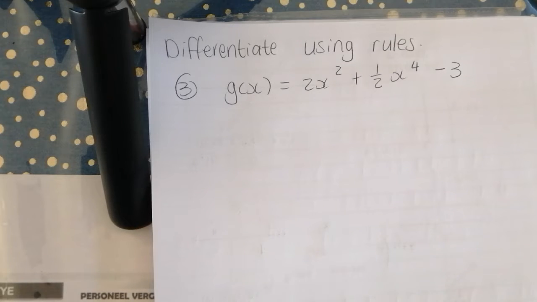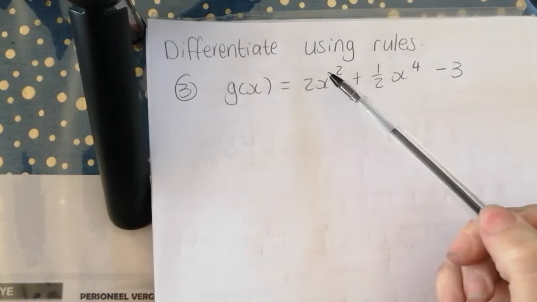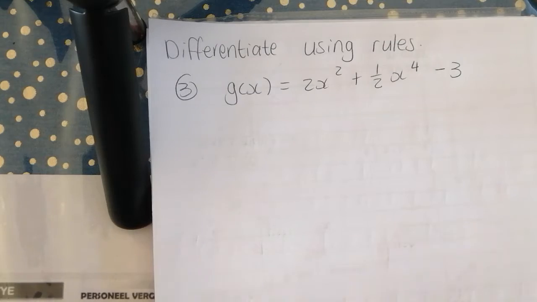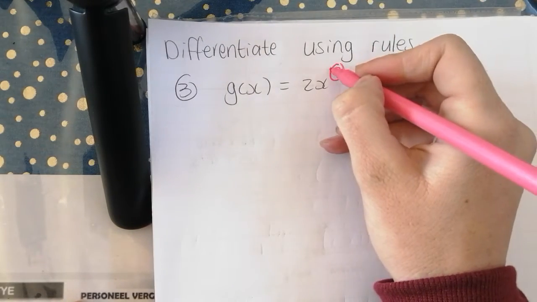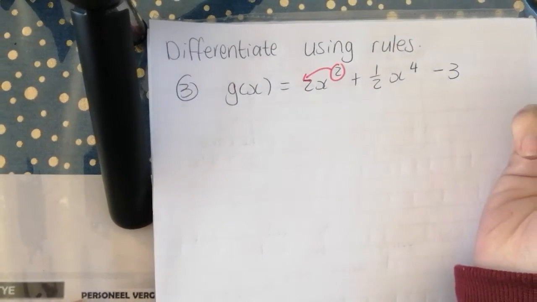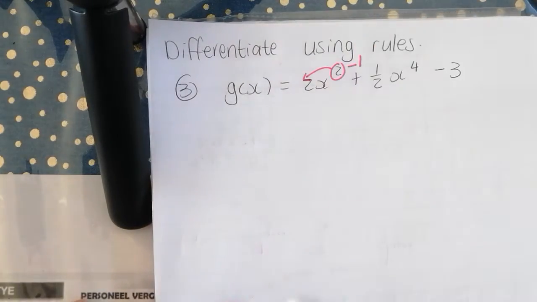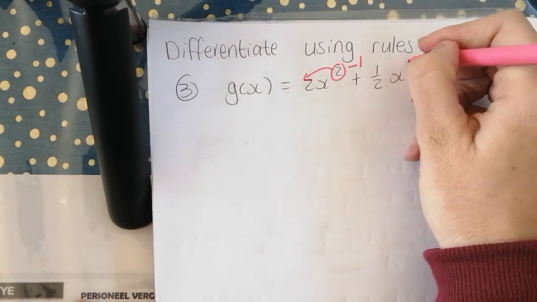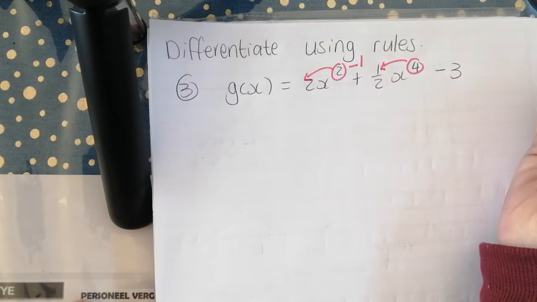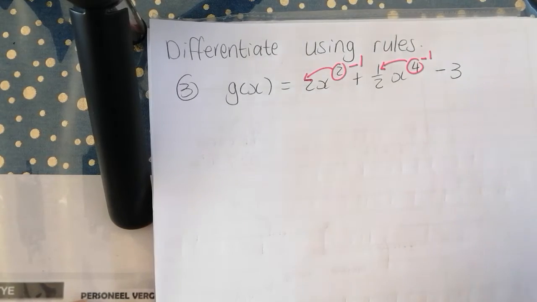Okay, so what if the question does not ask you to differentiate with first principle or from first principle, but rather just tells you to differentiate? Then what we have to do is we have to use our rules. Now the rule says take your exponent and times it with the coefficient. And then you take your exponent and say minus 1. So take the exponent times with your coefficient, minus 1.